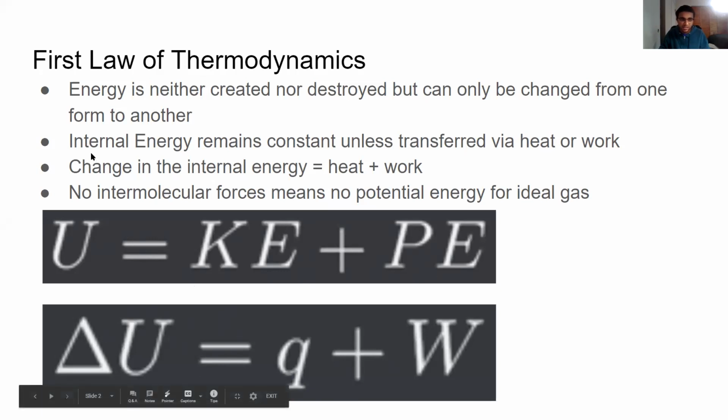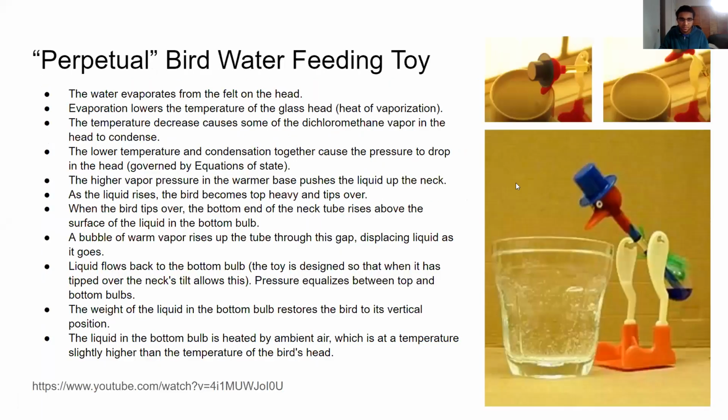And the second equation is what this line here is saying. Internal energy is constant unless transferred via the heat, which is Q, or the work, which is W. So change in internal energy is heat plus work. And in an ideal gas, there are no intermolecular forces, right? So there's no potential energy. So this PE term will cancel out for an ideal gas.